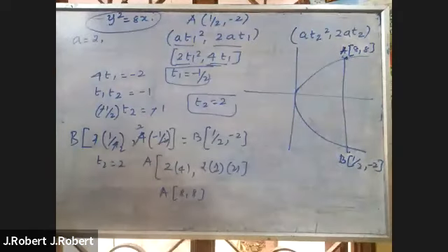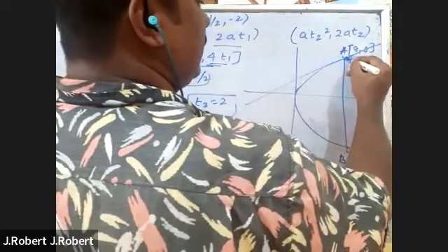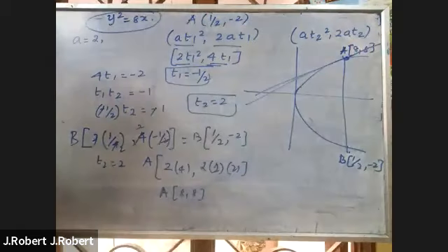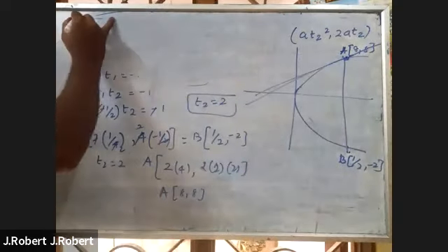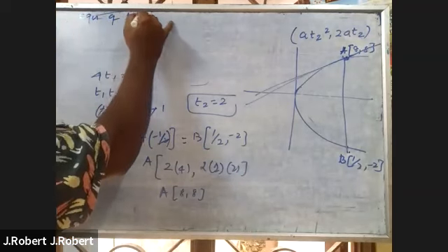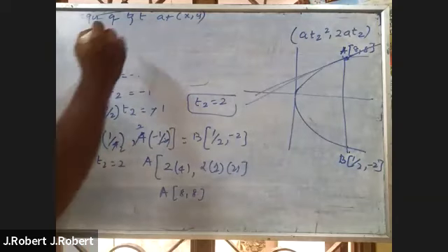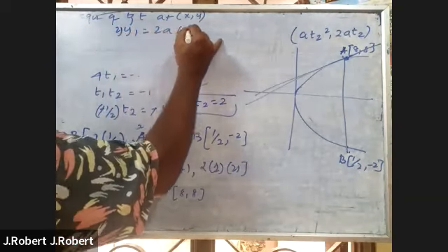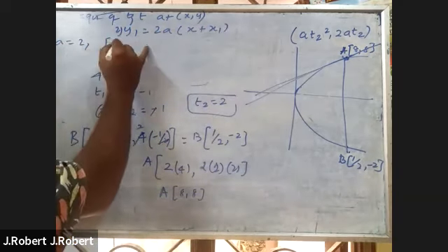The question asks to find the equation of the tangent. Now we have to find the equation of the tangent at the point 8 comma 8. Can anyone tell the formula for the equation of the tangent to a parabola at x1, y1? The formula is y y1 is equals to 2a into x plus x1. We know a is equals to 2, and x1, y1 is 8, 8.